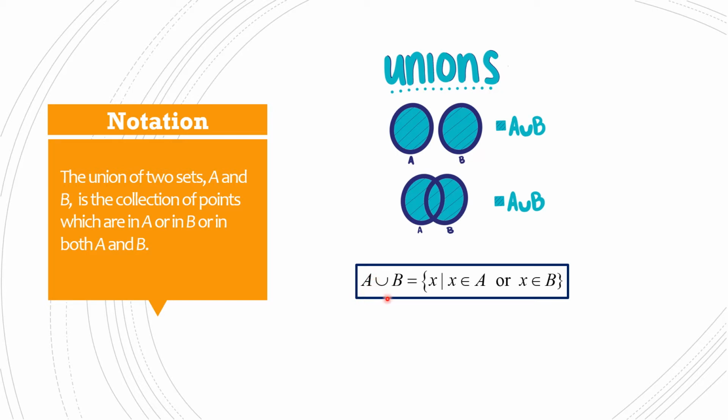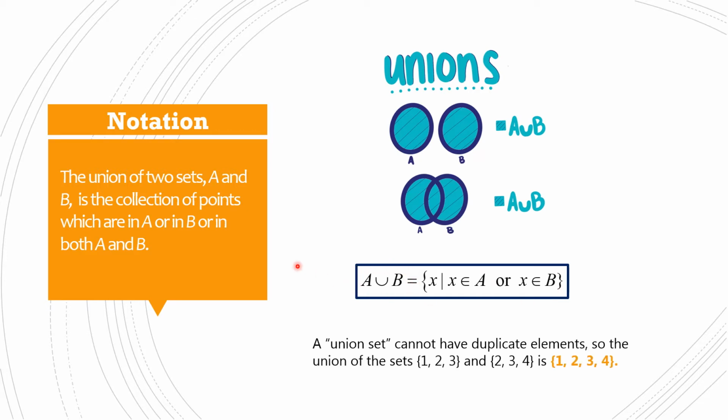It's a U symbol, A union with B, x such that, sometimes this piece isn't here, x is an element of A or x is an element of B. And normally we just write it like this instead. A union cannot have duplicate elements. So if this group up here, A, is 1, 2, 3, and this group here is 2, 3, 4, then when we put them together, we would have 1 on the A side and then 2, 3 because they overlap, and then 4 over here. So we wouldn't write 2 and 3 twice.